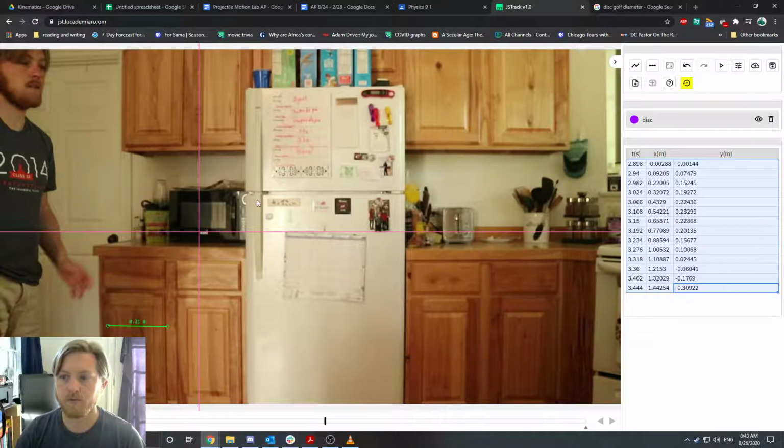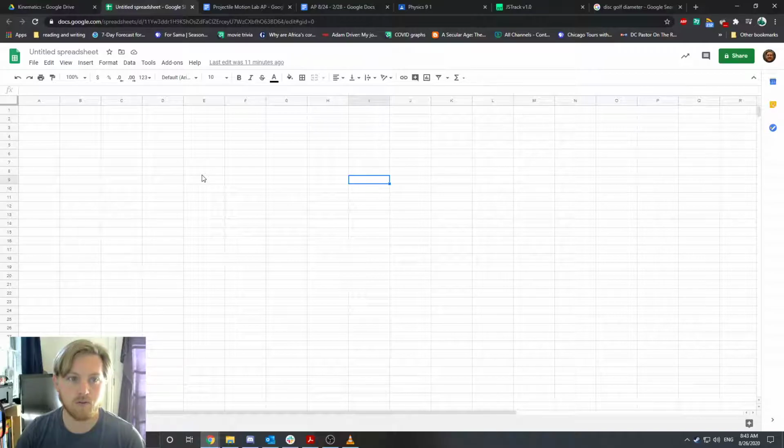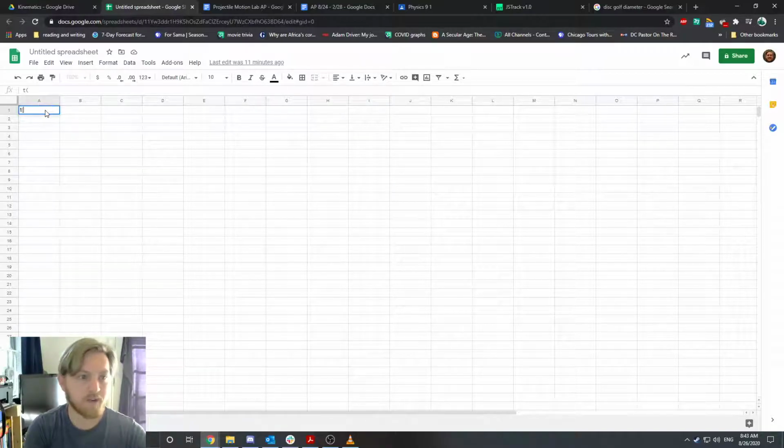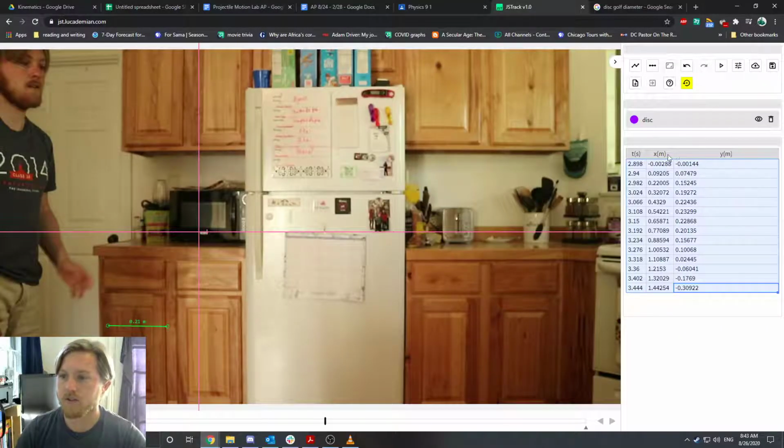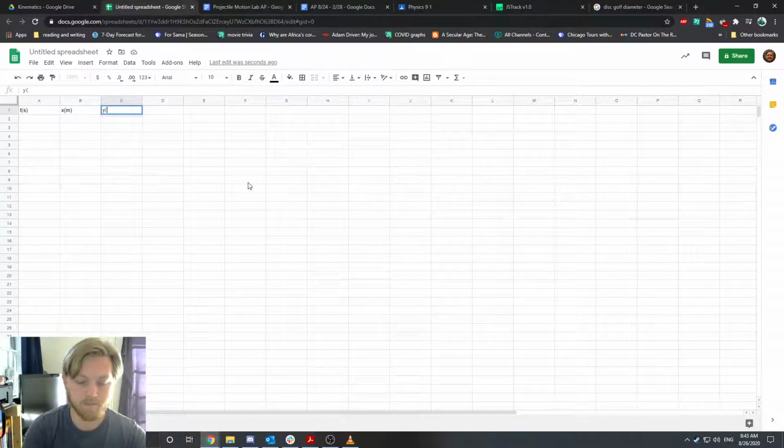And then what I'm going to do is go to Google Spreadsheets. I'm going to title my different axes so that I have the ones that I want. I'm going to call this X in meters. This is my Y position. They have it in terms of just X and Y, so I'm going to leave it like that.